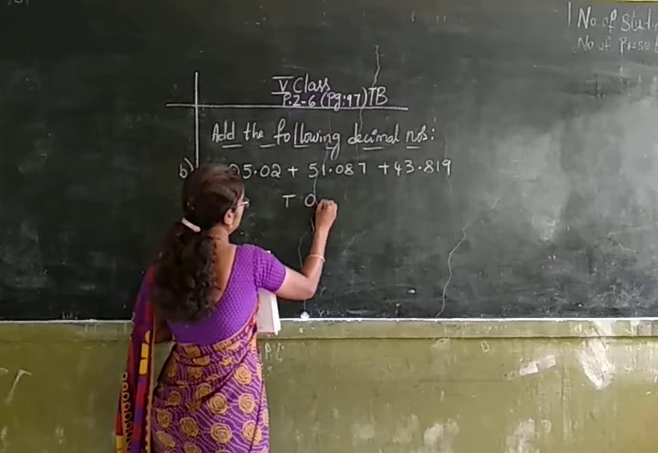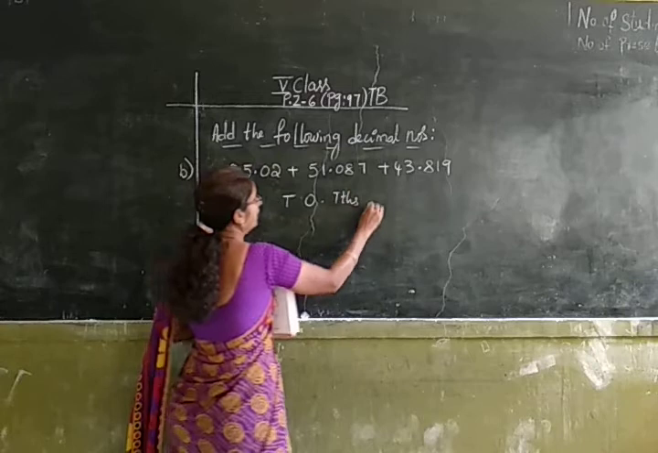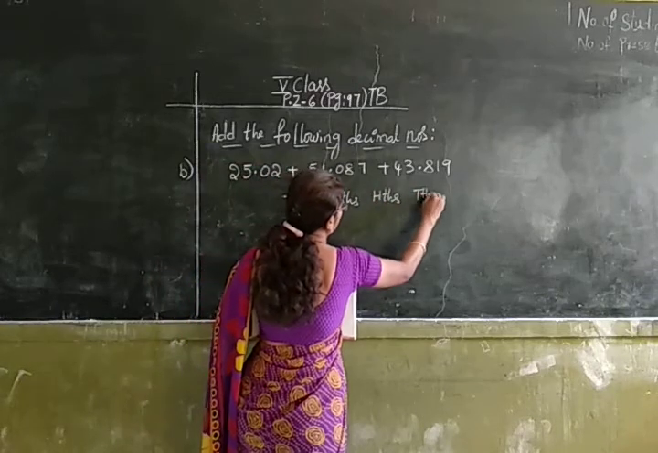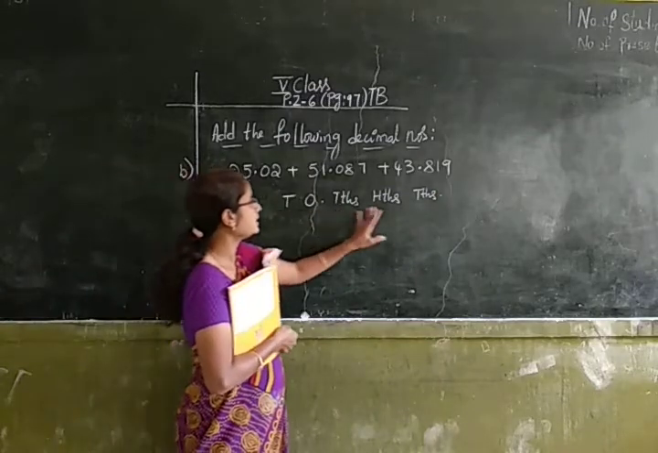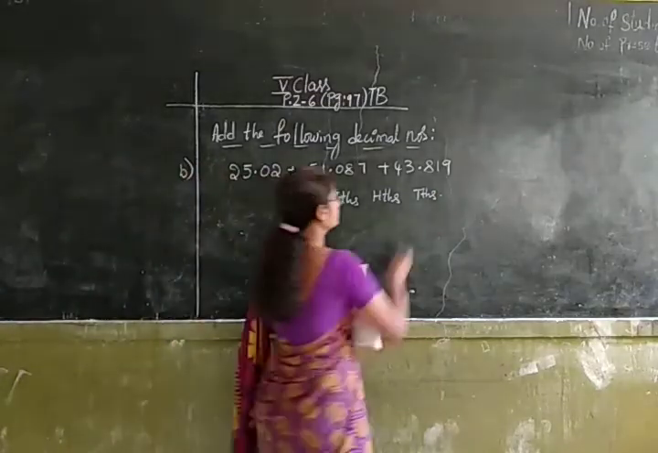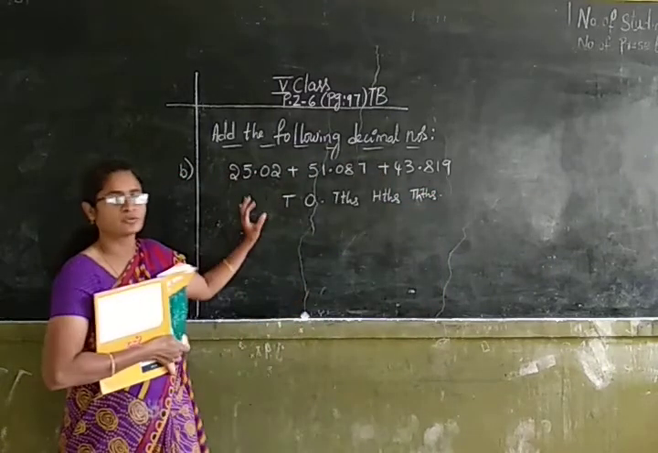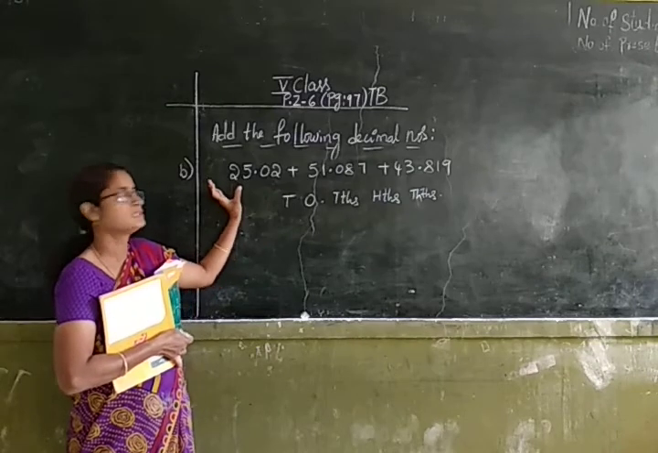Tens, ones, tenths, hundredths, thousandths. Okay children? So first you have to write the places. After writing the places, you have to arrange the numbers in columns.